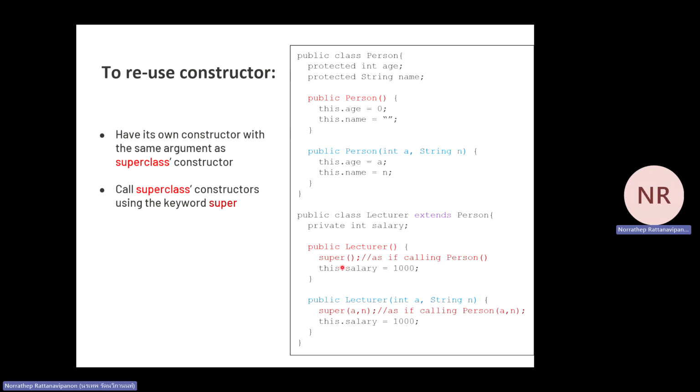Super, you can think of super as the superclass object, right? In this case, it will match super with the superclass constructor, which has no input argument. But you can also have an input argument inside the super. In this case, it will match the superclass constructor with the corresponding input argument, which is integer and string here.